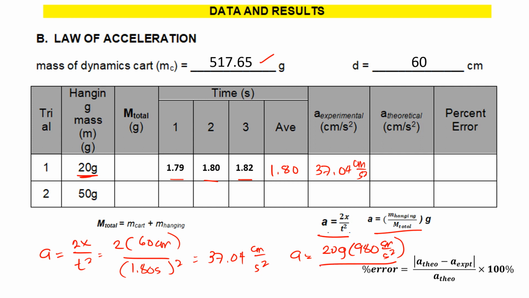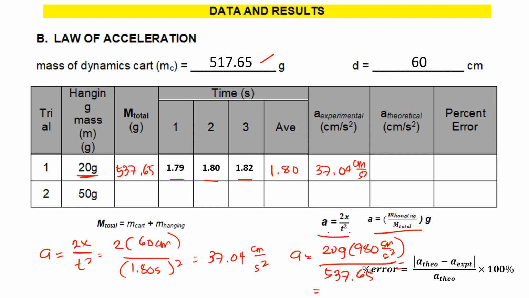20 grams plus 517.65. So this is 537.65. This is the total. Okay, again, 20 grams plus 517.65. This is 537.65. Okay, this is equal to 20 times 980 divided by 537.65. So the answer here is 36.45.